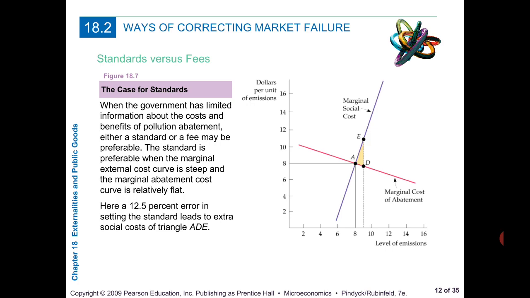But the idea is that you choose a target and you see the cost to the people, and it mostly depends on the position of your MSC and your MCA. Okay, where the more elastic the MCA, and in a situation where the MSC is more inelastic, then the standard is much more preferable.